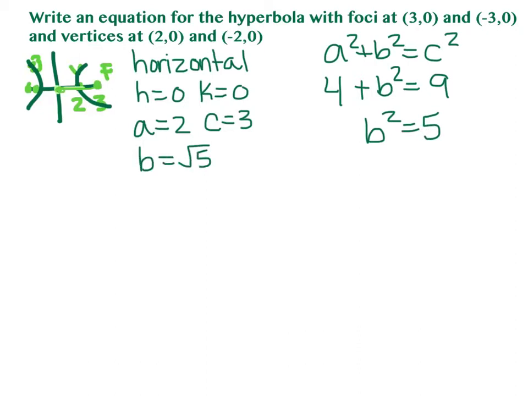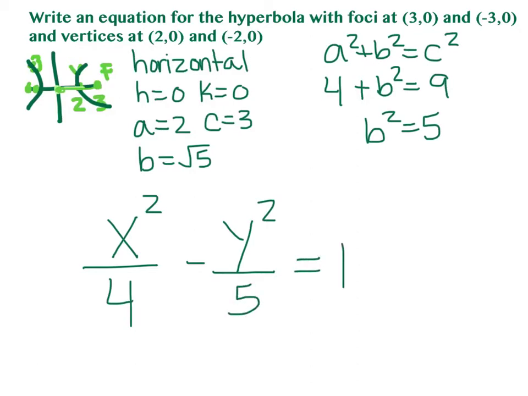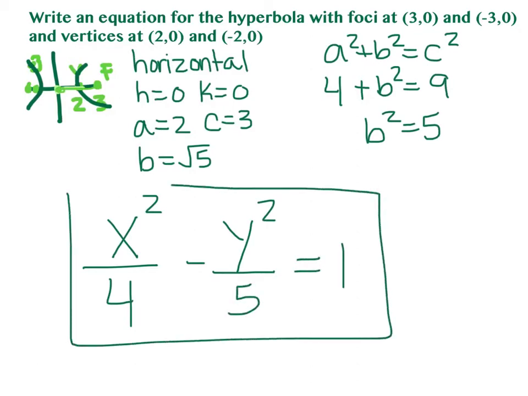You don't really need B, though. To write the equation, all you need is B squared, because we have x minus h all squared over A squared, which is going to be 4, minus y minus k, which we don't have a k, so y squared, over B squared, which is 5, equals 1. So when you're writing the equation, you need to figure out what h is, what k is, what a squared is, and what b squared is. Once you've got those things, you can write your equation easily.